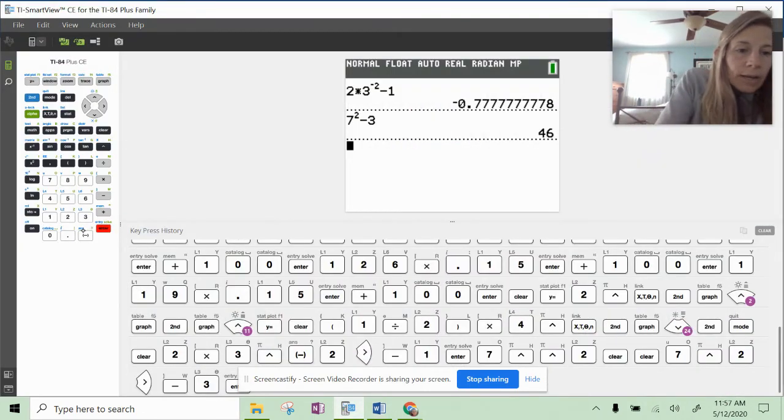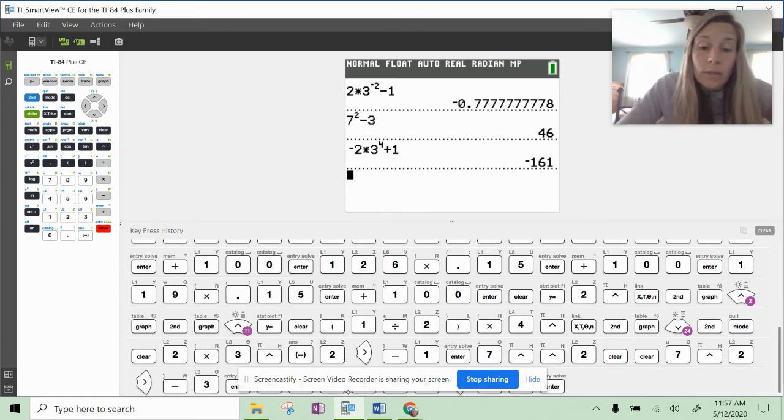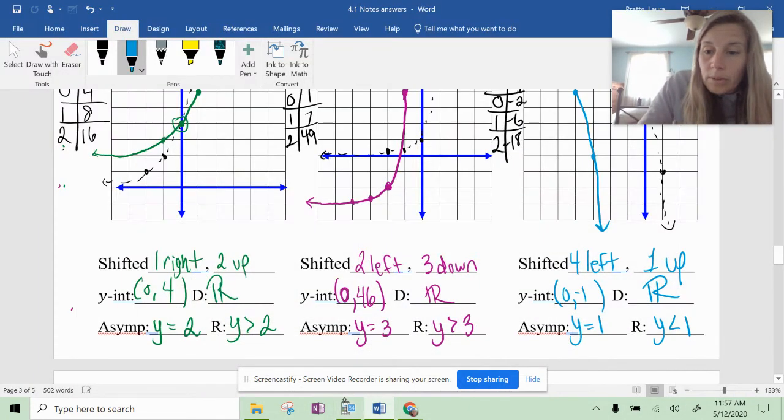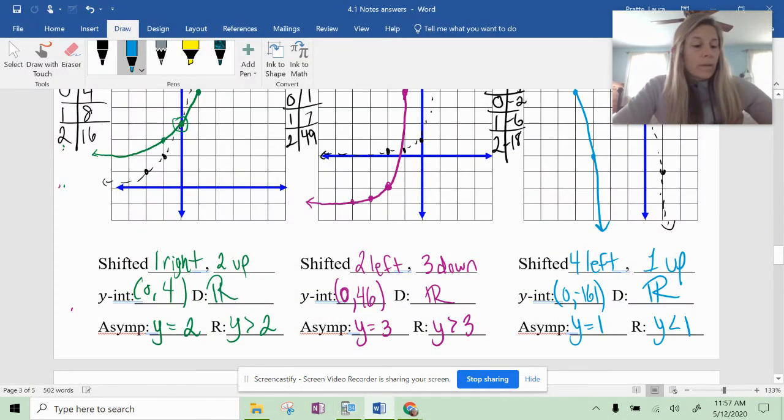So I'm going to have -2 times 3 raised to 4, because 0 plus 4 is 4, obviously, plus 1. And I get -161, which obviously I would not be able to see on that graph. All right, so hopefully that answers any questions you might have on the graphing itself. Okay, so we can understand how to identify the y-intercept, the asymptote, the domain, the range, and you understand how that h and k value shifts your parent function, either left, right, up, or down.